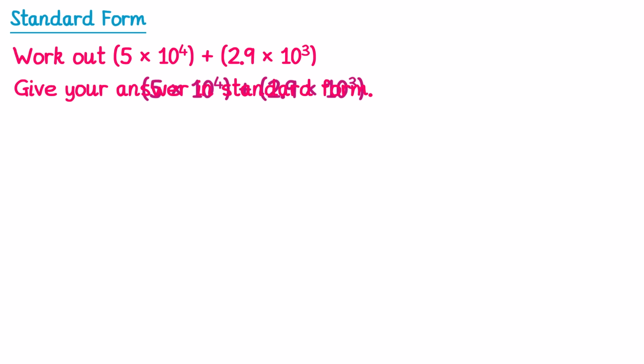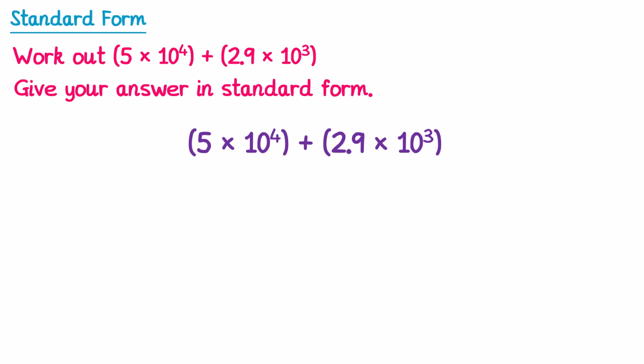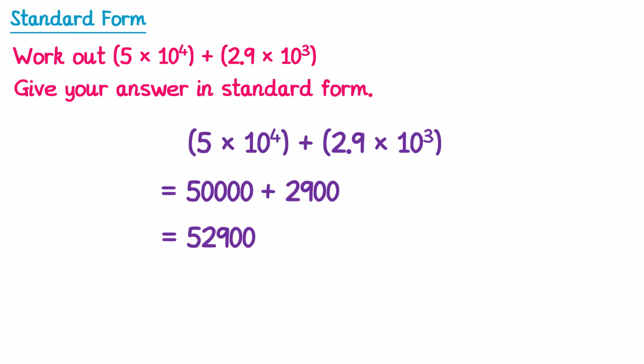Now let's have a look at what happens when you add and subtract numbers in standard form. Whenever you add and subtract numbers in standard form, I'd recommend that you convert these to ordinary numbers. So 5 times 10 to the power 4 is 50,000, and 2.9 times 10 to the power 3 is 2,900. If you add those together, you get 52,900. This question asks us to give the answer in standard form, so if you convert that back, it's 5.29 times 10 to the power 4.